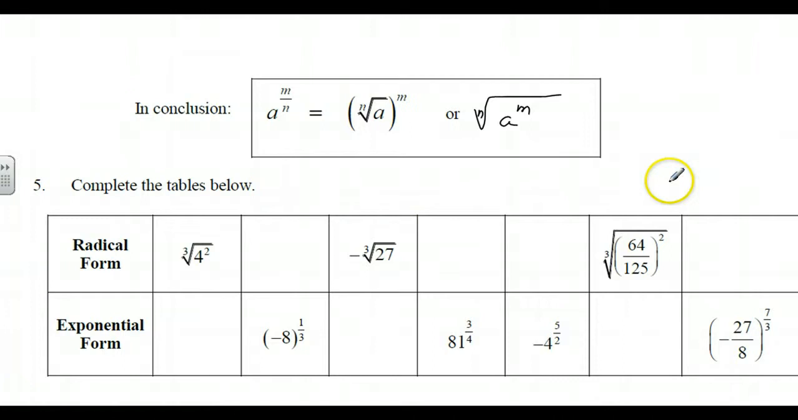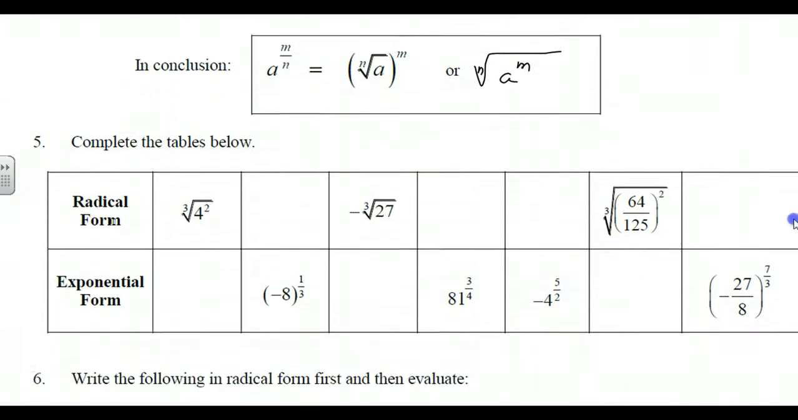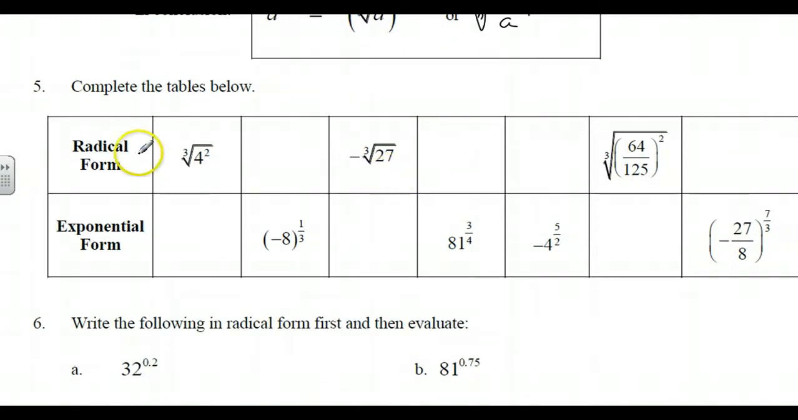So let's change from radical form to exponential form here. We have the cube root of 4 squared. That's 4 to the power. Now we put the base, the root, it goes in the denominator. So I always say what root, a cube root, and then to what power squared. So we get 4 to the 2/3.